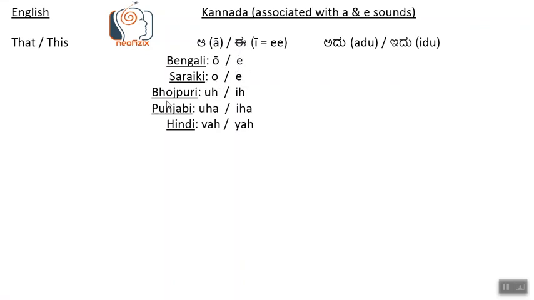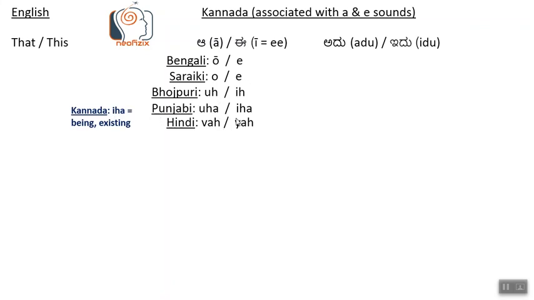And in Bhojpuri, the o has become e. The e has remained, with an h sound added. So e becomes that and this in Bhojpuri. In Punjabi it becomes uha and iha, and in Hindi it becomes waha and yaha. So possibly we can see that the Hindi derivation follows through in this order. A becomes o in Bengali or Saraiki, then e, and uha, iha, and from uha it may have become waha and iha to yaha. So this ordering may show how the Hindi words waha, yaha have been derived from the Dravidian a and e sounds.